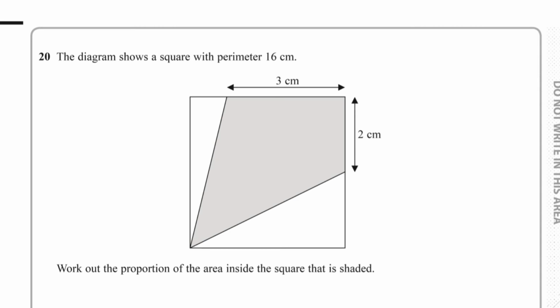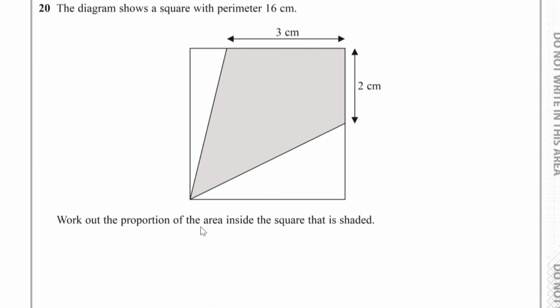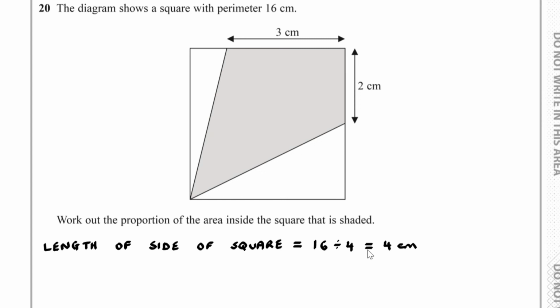Question number 20. The diagram shows a square with perimeter 16 centimeters. We have to work out the proportion of the area inside the square that's shaded. First of all, we can find the length of the side of the square. We've got the total perimeter being 16. So, if I do 16 divided by 4, because I've got 4 sides which are all equal, I would get 4 centimeters.